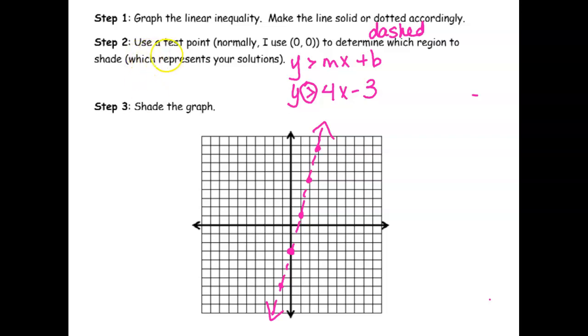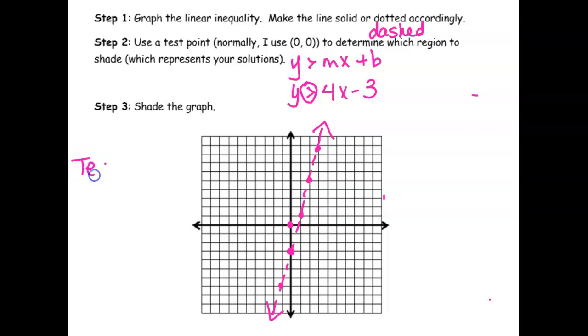Then it says use a test point. Because you're not just going to have a line, your solution is actually going to be a whole region. It can be an infinite number of ordered pairs, but it's going to be either on the right side of the line or the left side of the line. In this case, I'm going to use the point 0, 0. Usually I use 0, 0, but if 0, 0 is on the line, you're going to have to pick a totally different point. So I just plug in 0, 0.